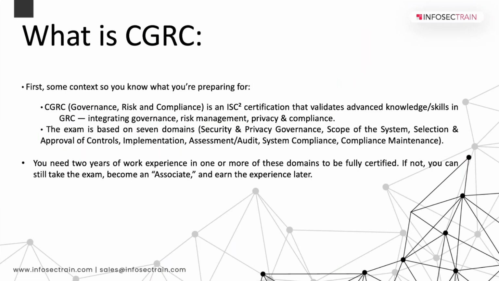So the basic difference between CGRC and CRISC is that CGRC is more focused on implementing and managing governance, risk and compliance, which mainly deals with frameworks such as NIST SP 800-37, 800-53 and CSF. Whereas from the ISACA perspective, CRISC mainly deals with enterprise risk management and control frameworks from a business risk perspective. So that is the difference.